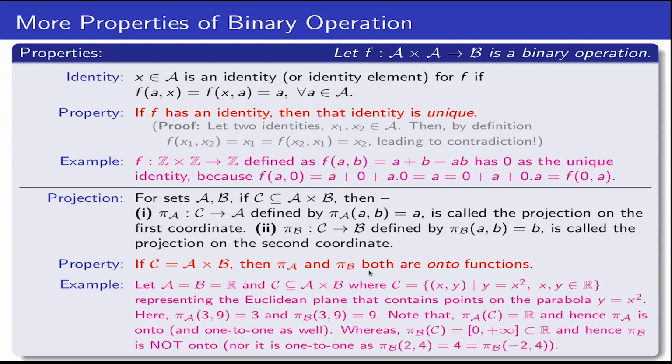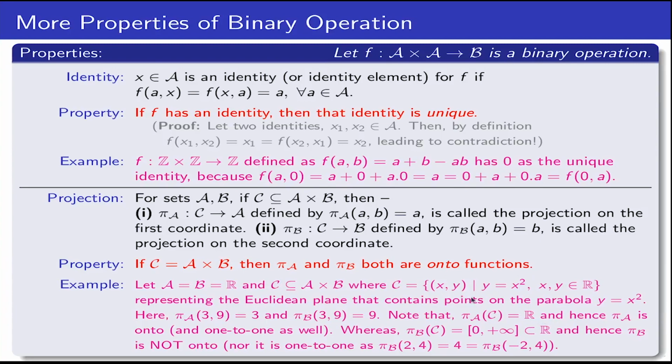Now an example: let's say I took a parabola in the Euclidean plane where my points are (x, y) and the parabola is y equals x squared. I took the points from the set of reals. I constructed a subset, and the subset is only the points on that parabola.